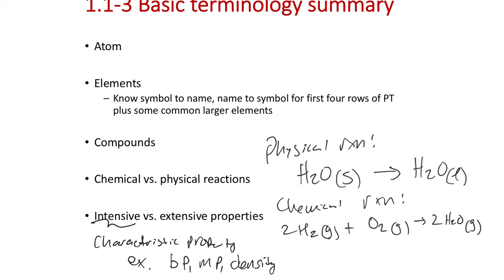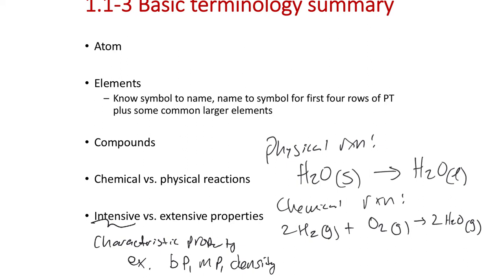So the boiling point of water is 100 degrees C at standard atmospheric pressure, no matter how much water you have. If you have a drop of water, if you have a gallon of water, a lake of water, the boiling point's the same. The same thing with the melting point. Same thing with the density. The mass per unit volume doesn't depend on how much you have. It's still about a gram per milliliter.